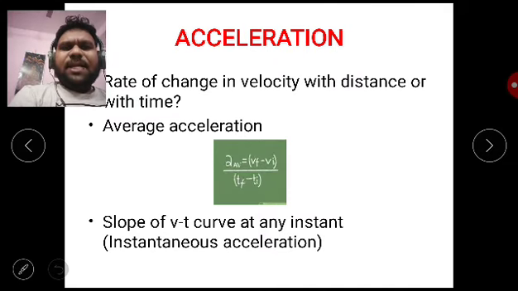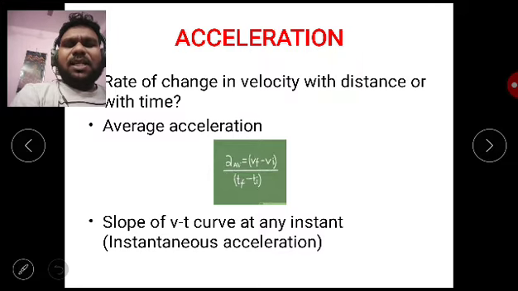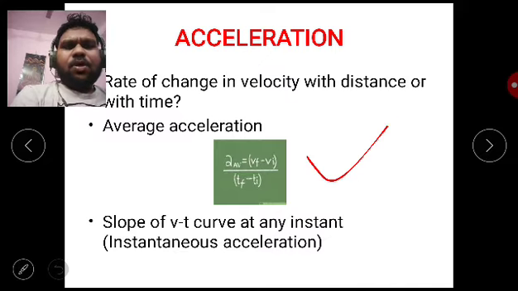So what is meant by average acceleration? Suppose at time ti a body is moving with instantaneous velocity vi, and at time tf the body is moving with instantaneous velocity vf. How will you measure the average acceleration? Average acceleration is measured by the change in velocity divided by the change in time, that is (vf minus vi) by (tf minus ti). This is the formula.